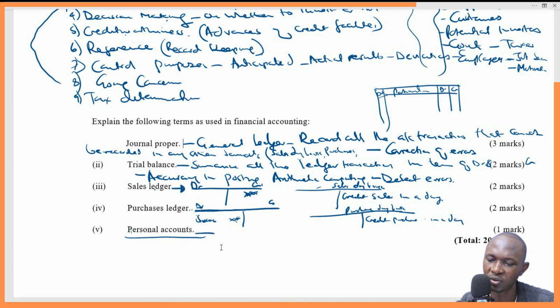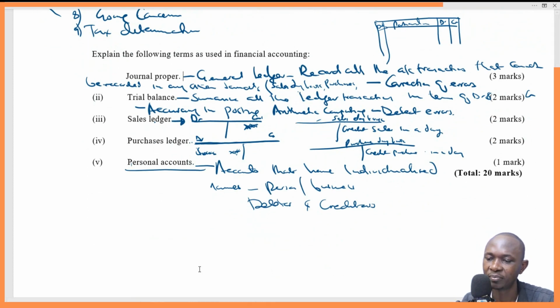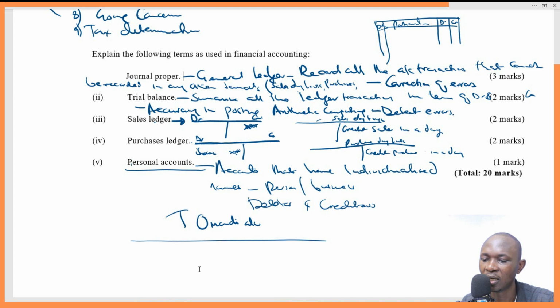Personal accounts. Personal accounts are accounts which have individualized names, and we are talking about a person's name or a business. Very common when we talk about debtors and creditors, where you need to open an account based on the name of that particular debtor. You can open a T. Omondi account if it's a debtor, and you can also open a P. Omondi account, credit, debit, credit, debit.